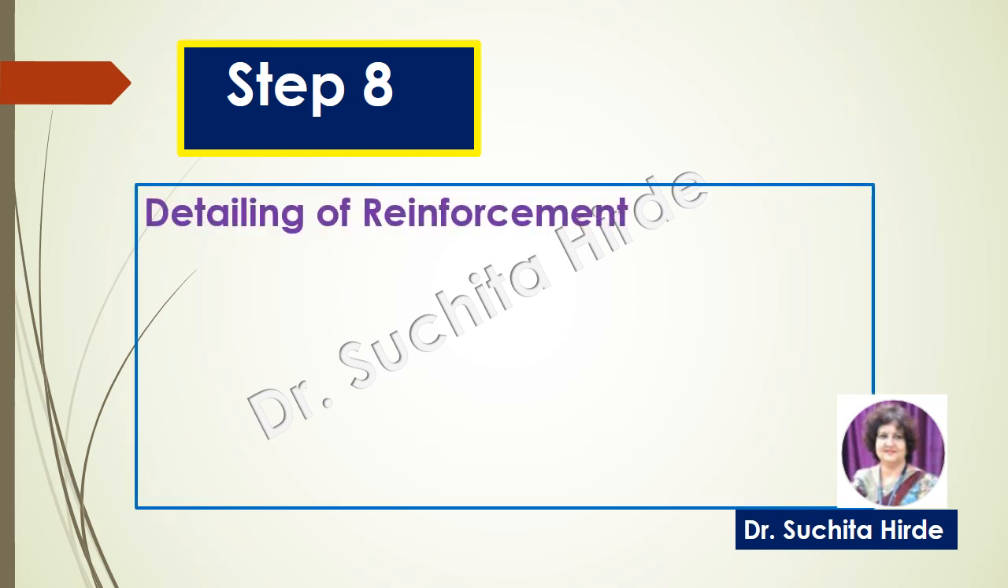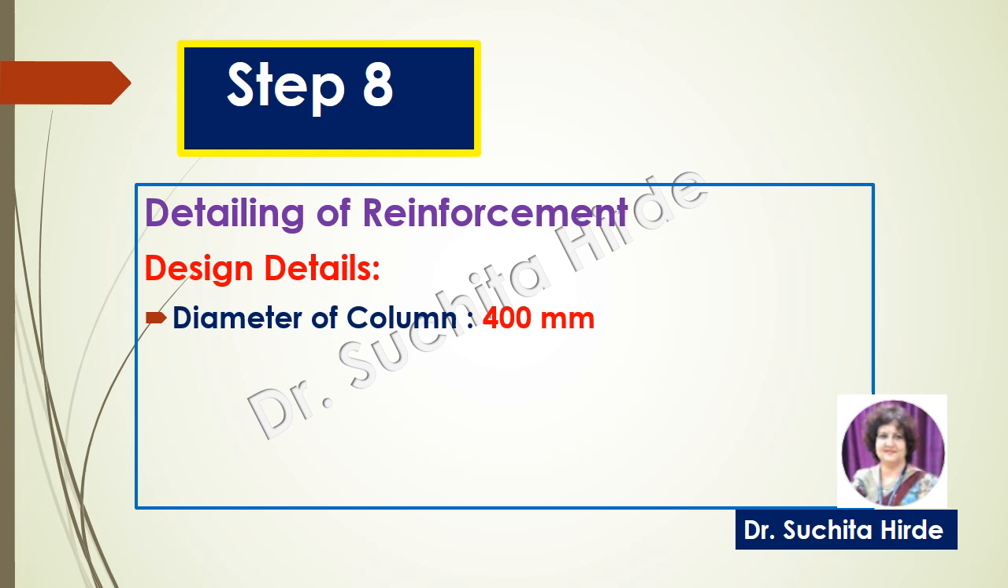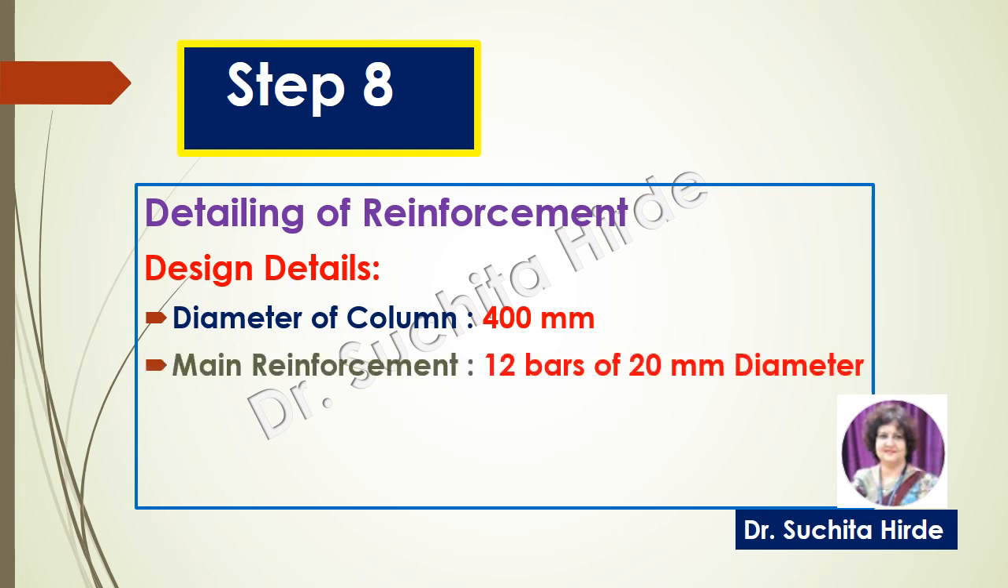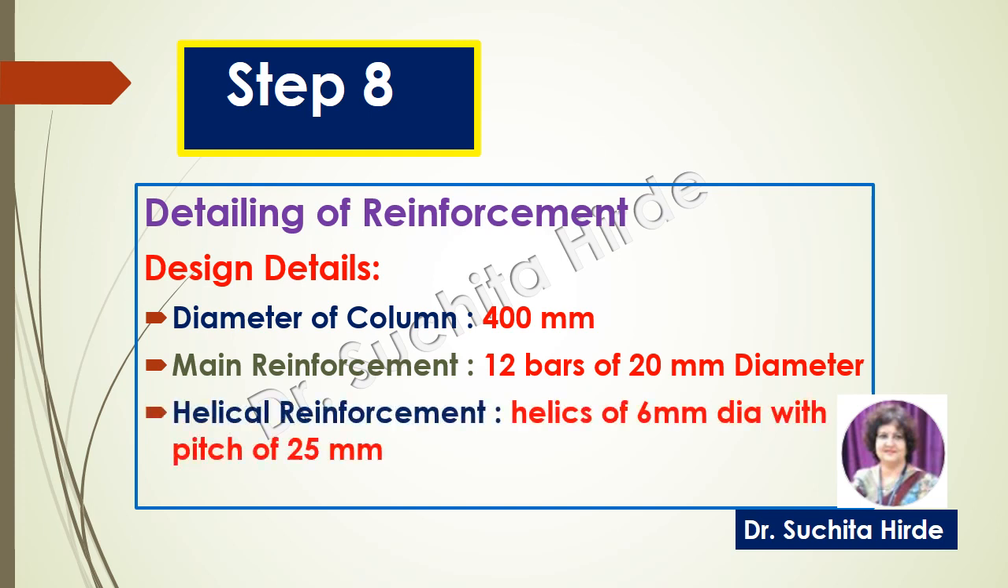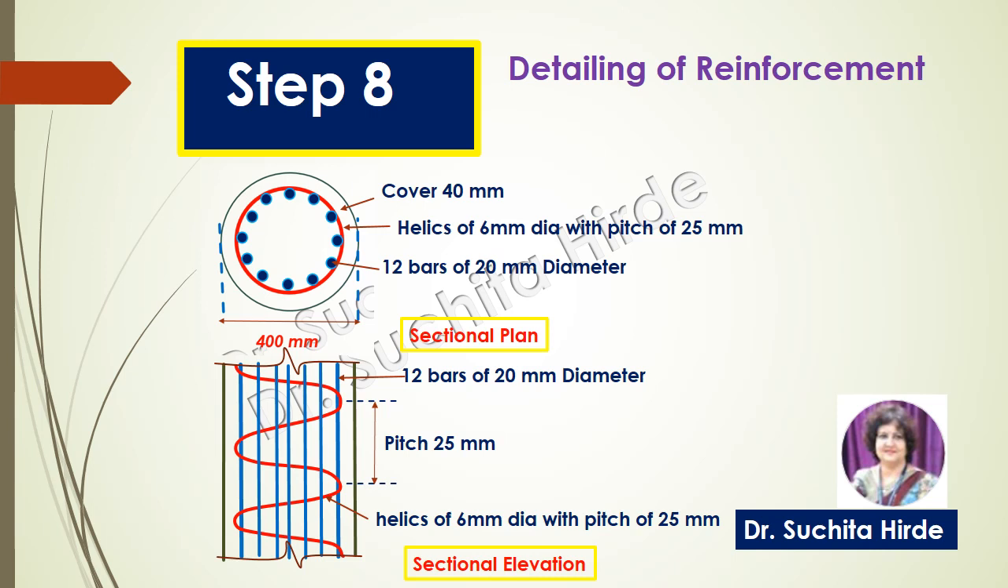Now the last step is detailing of reinforcement. So first of all, we will write what are the design details. Diameter of column is 400 millimeter. Main reinforcement 12 bars of 20 millimeter diameter and helical reinforcement 6 millimeter diameter with pitch of 25 millimeter. Now we have to show all these design details on the drawing. It is cover 40 millimeter, transverse reinforcement, that is helix of 6 millimeter diameter with pitch of 25 millimeter, main reinforcement or longitudinal reinforcement 12 bars of 20 millimeter diameter and diameter of column as 400 millimeter.